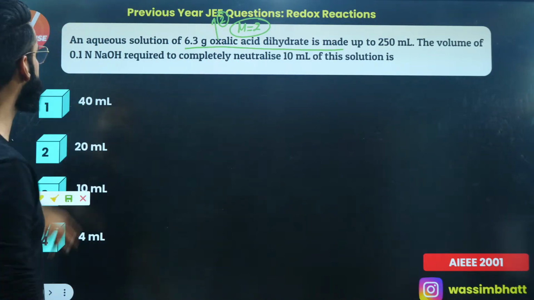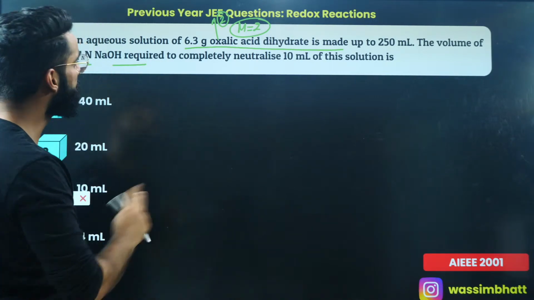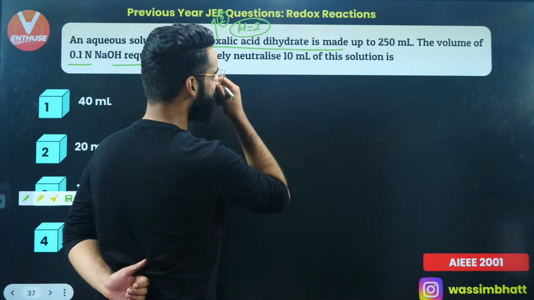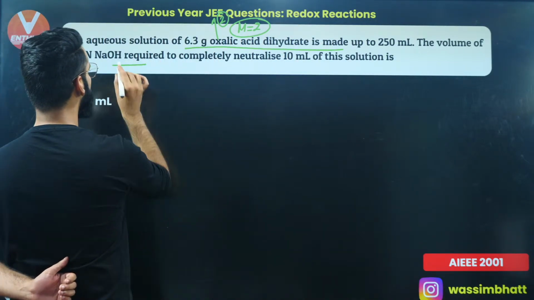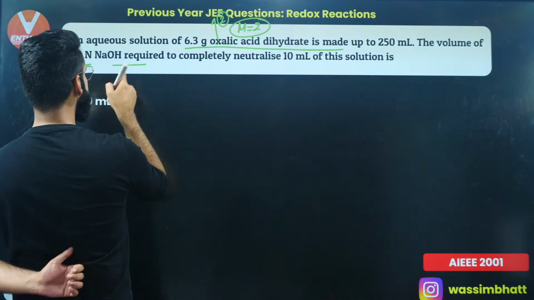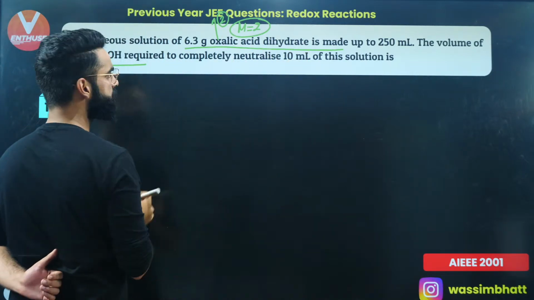The volume of 0.1 normal aqueous NaOH solution to completely neutralize 10 ml of this oxalic acid solution. Let's try to equate their milliequivalents. So let's equate the milliequivalents of the NaOH solution with the milliequivalents of the oxalic acid solution.